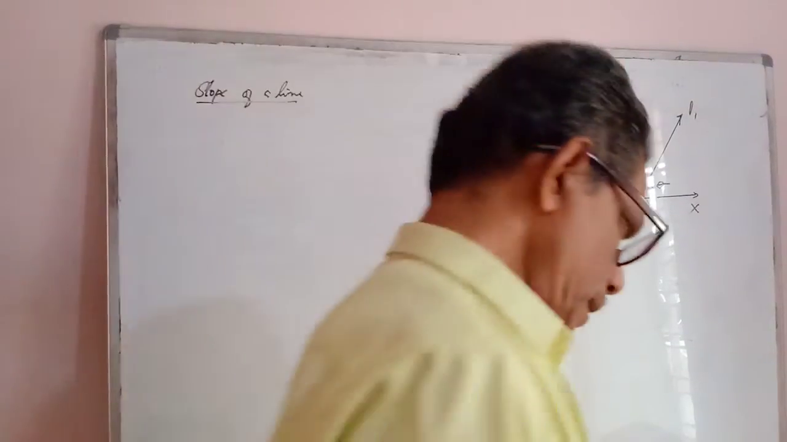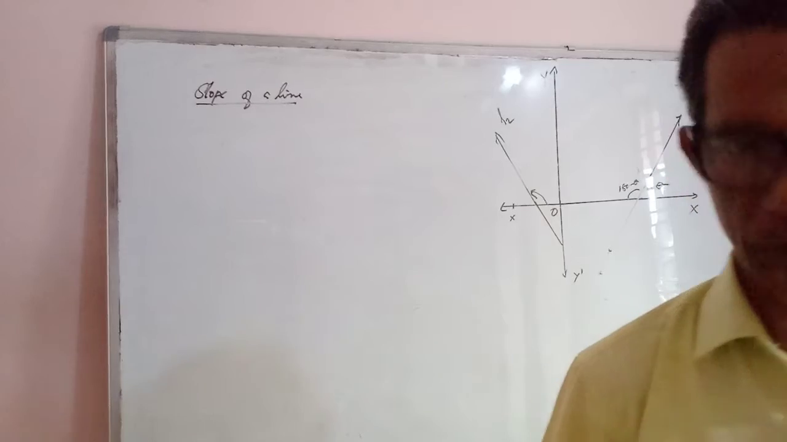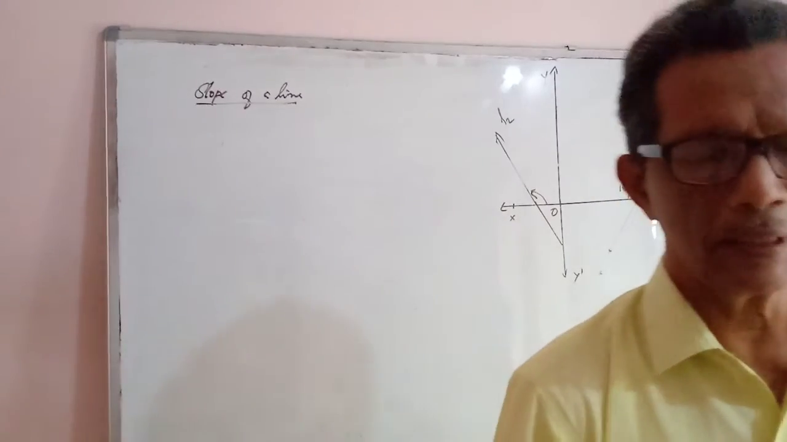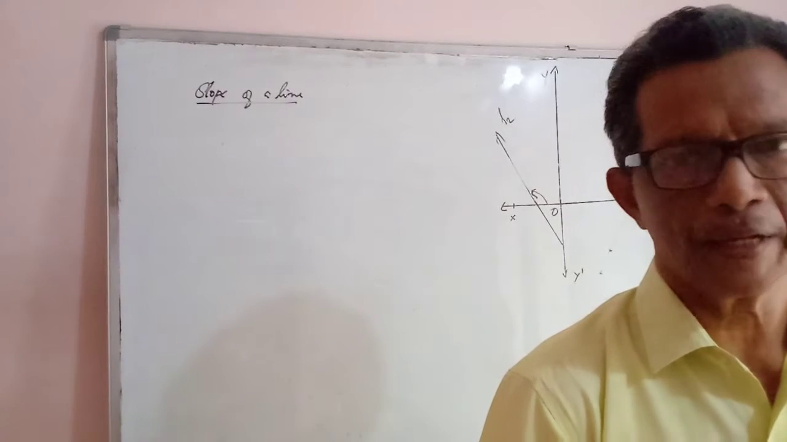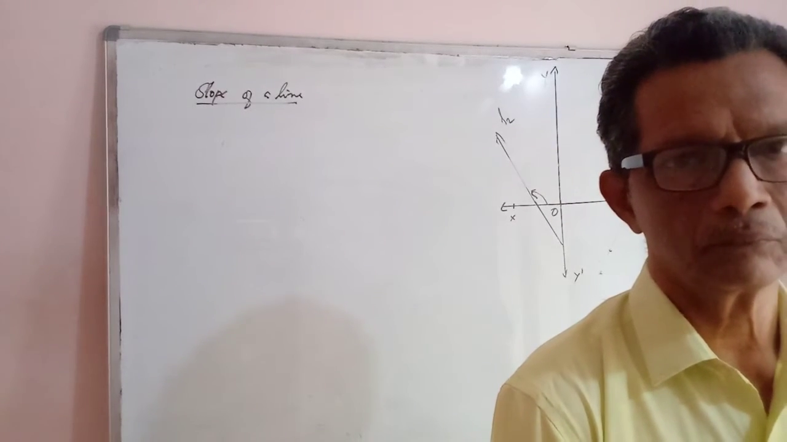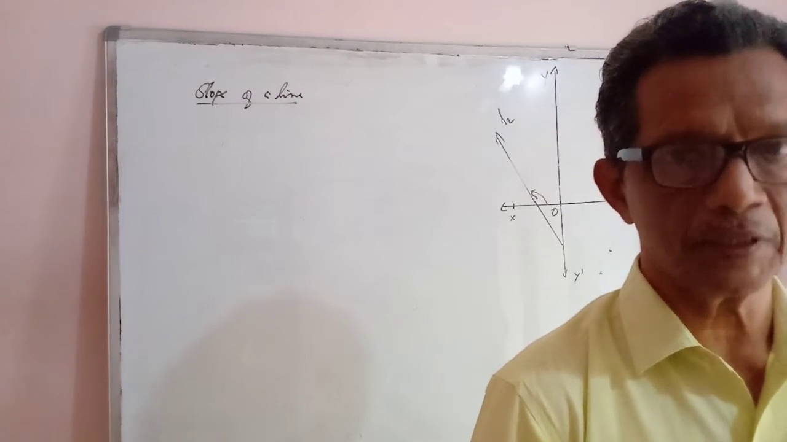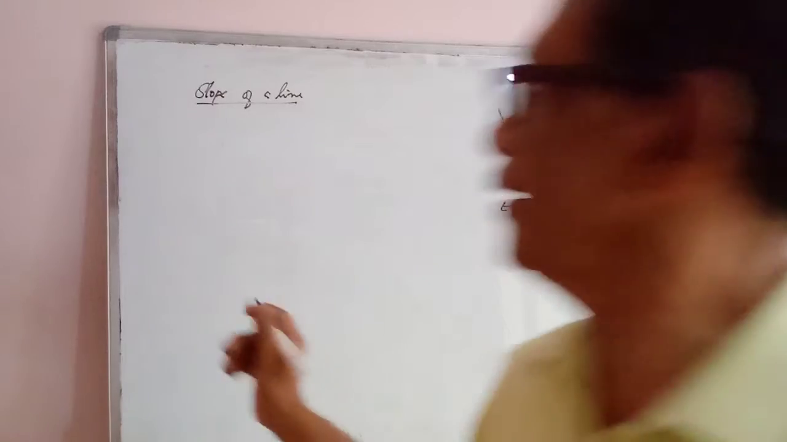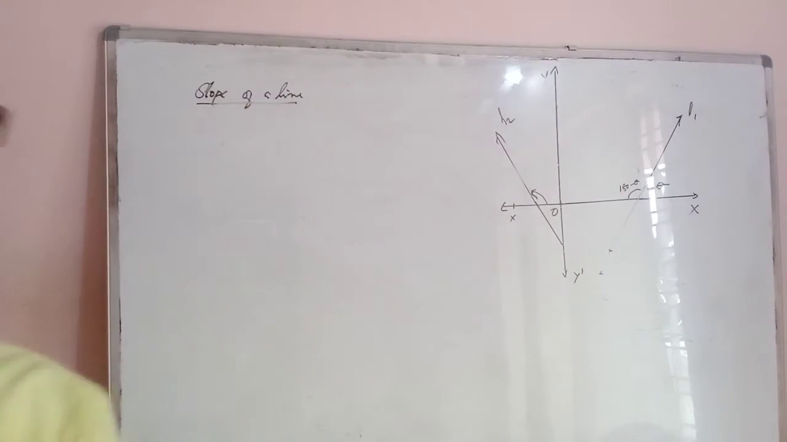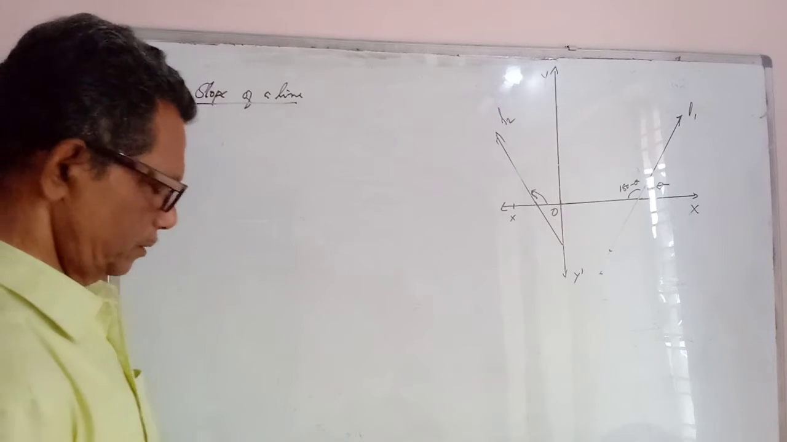As I told you, the name of the new chapter is straight line, which is a part of coordinate geometry. Straight lines are the simplest geometrical figure. So the first concept here in this chapter is slope or gradient of a line. Slope of a line or gradient of a line.